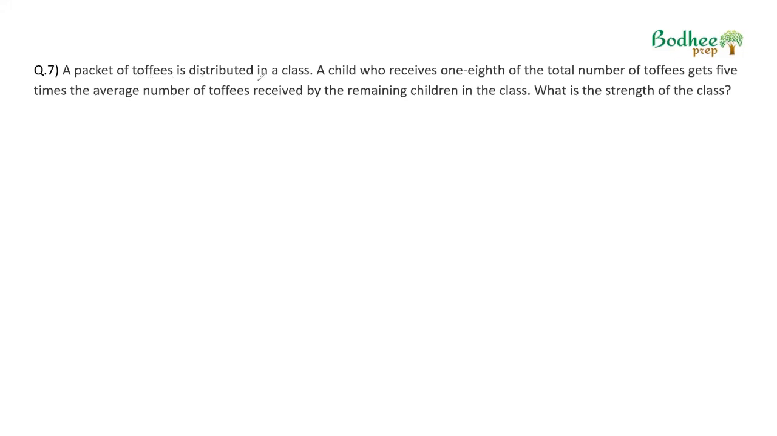A packet of toffees is distributed in a class. A child who receives 1/8 of the total number of toffees. So first of all, let the total toffees be 8x, because we have to calculate 1/8 of that. So the child who receives 1/8 of the total toffees, 1/8 of 8x is what the child will receive, gets 5 times the average number of toffees received by the remaining children.